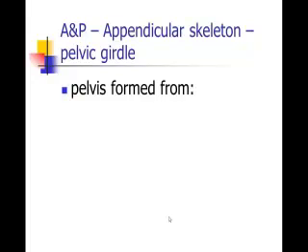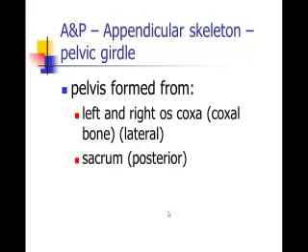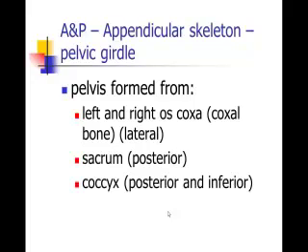The pelvis is going to be formed from the left and right os coxa. Those are lateral, and the sacrum posteriorly. And then inferiorly we have the coccyx. The coccyx is going to curve a little bit, and so not only is it a posterior border, but it forms part of a shelf to help reduce the risk of having your organs prolapse.